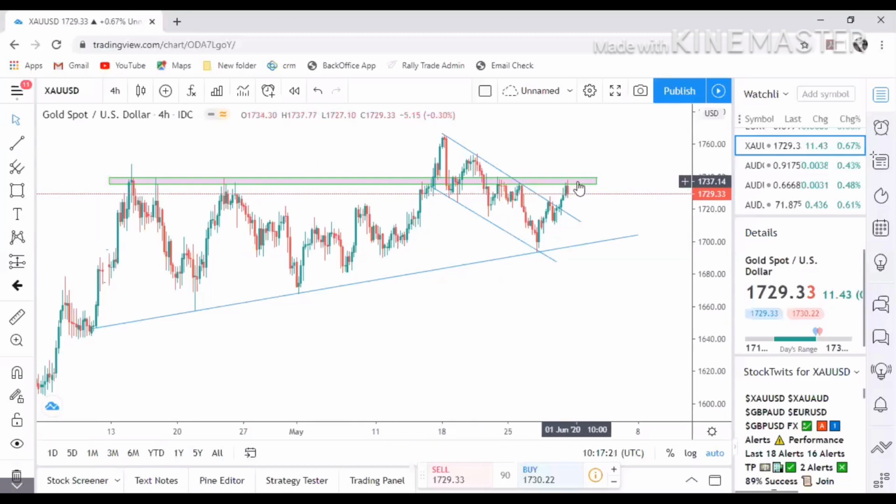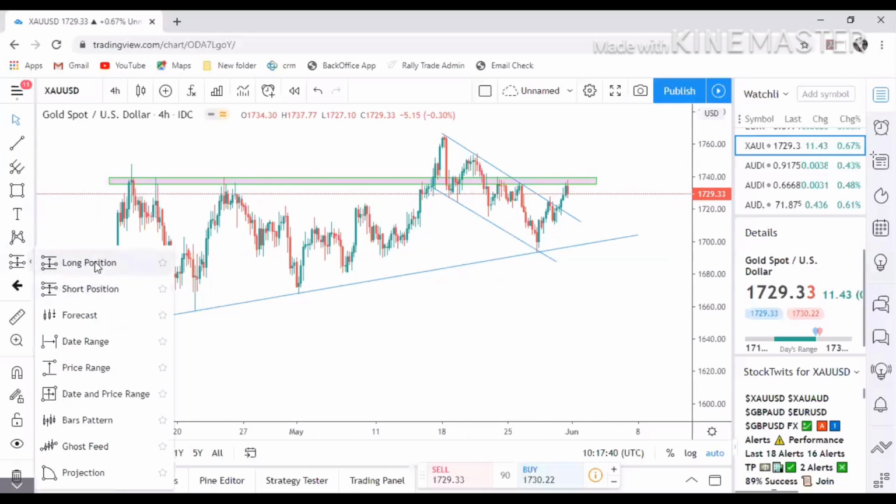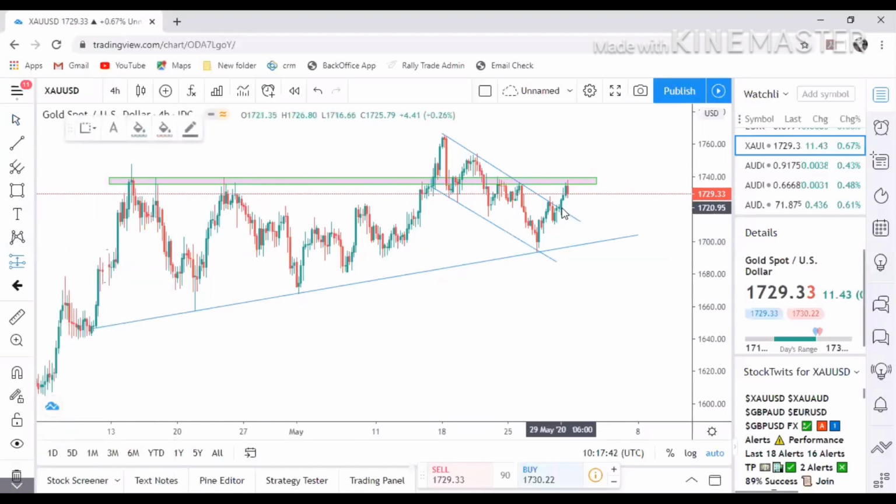So now price is respecting the resistance, coming back down, and I see price will come down here and then go all the way, blast through the resistance and go all the way. So using my TradingView, let me just do my long position and show you what I expect. So this is what I expect from gold.